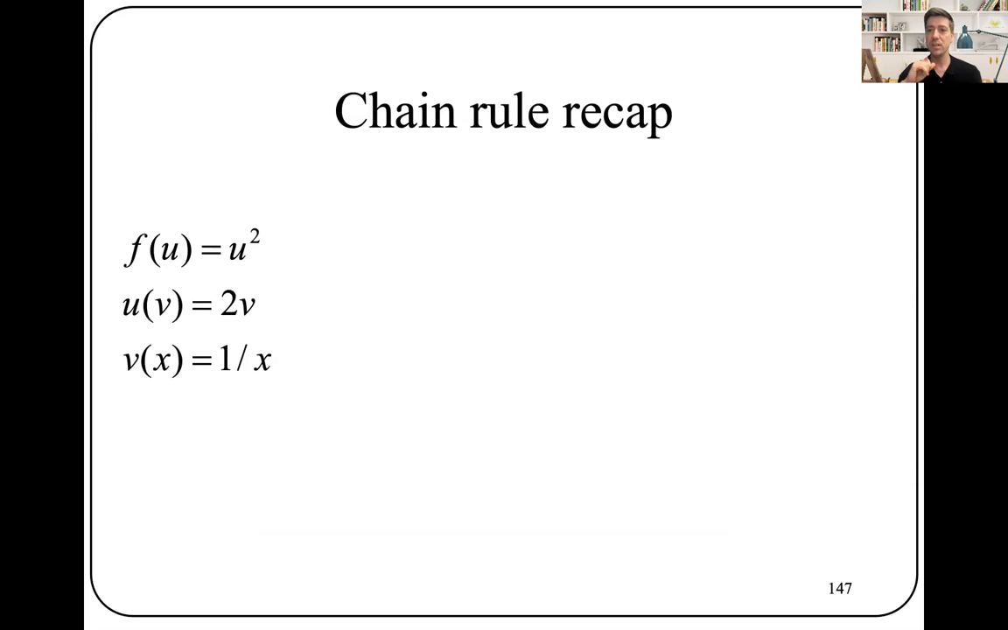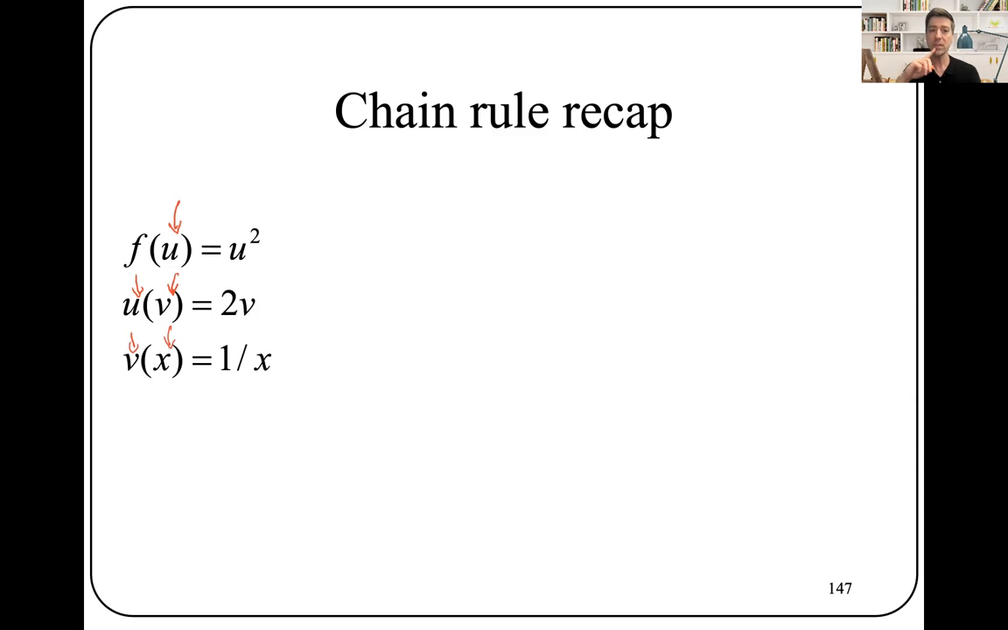And to do this, what we need is called the chain rule. So what is the chain rule? So the chain rule is basically a way to compute derivatives of a composite function. So let's give an example here where we have a function f, which takes as parameter u, and u is itself a function of v, and v is itself a function of x. Okay, so the idea is that f depends on u, u depends on v, and v depends on x.